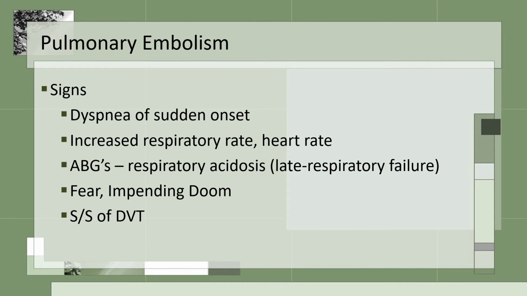The signs and symptoms of pulmonary embolism are dyspnea of sudden onset, and increased respiratory rate and heart rate. Your ABGs will show respiratory acidosis, which actually indicates late respiratory failure. Also fear and impending doom, and they'll have the signs and symptoms of a DVT. The severity of these symptoms will depend on the size of the clot.